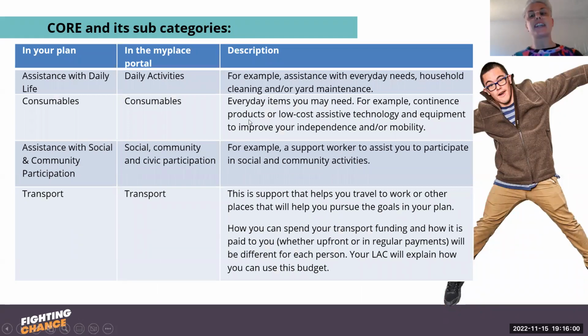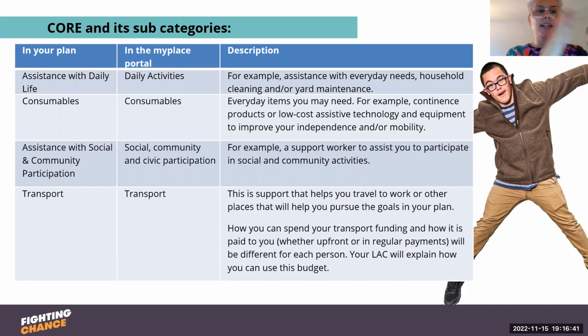So now we're going to break it down even further, and we're going to look at each of the subcategories. In core, we have the subcategories of assistance with daily life. In the portal, if you're self-managed, then you'll be entering the invoices to get the funding so you can pay the providers through the My Place portal. And the name of the subcategories are slightly different. And so this is what this table shows.